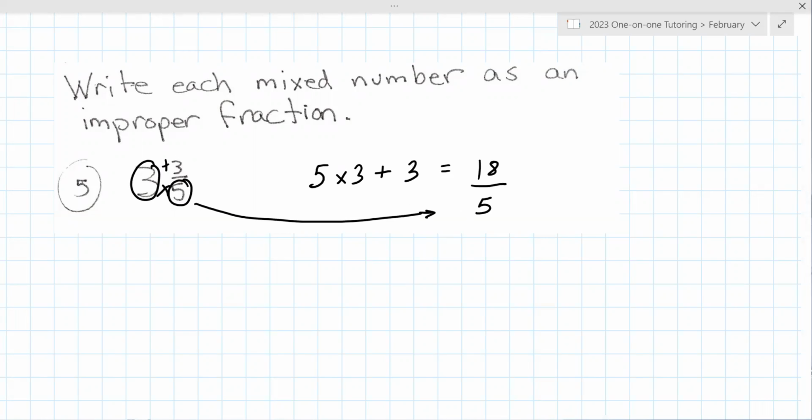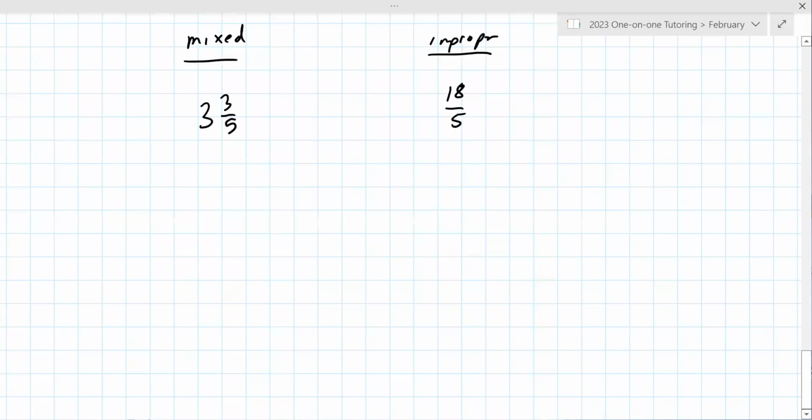Okay. So then you divide that by, no, 5. So you're done. This is the answer. Oh, okay. So the idea is that there's a mixed number and an improper fraction, and they're equivalent. So 3 3/5 is the same as 18/5. It's very similar to what I was just saying.